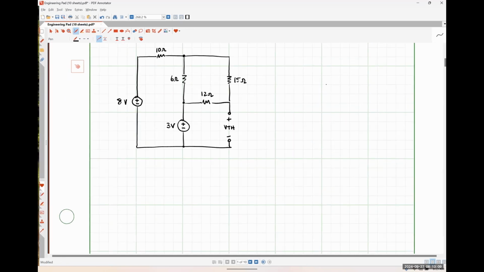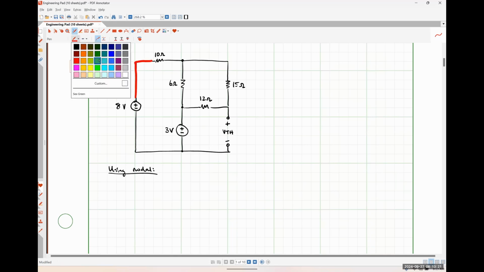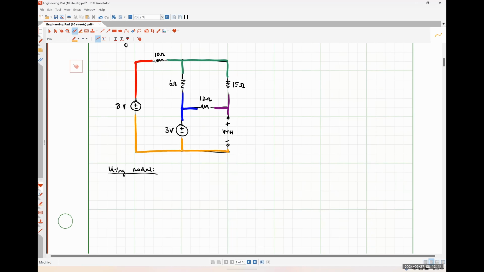So using nodal, I'll do that over here on the left. I would need to identify my nodes. So here's one. Here's two. Here's three. Here's four. And here's five. So nodal seems like it might have been a not great choice, but we'll sort that out in a moment. Which node would you guys like to use as our reference node?